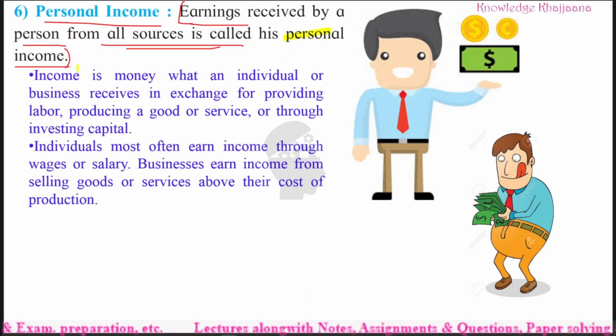Now, what is meant by income? Income is money that an individual or business receives. How is it received? In exchange for providing labor, providing a good or service, or through investing capital. Whatever the person is getting or receiving in exchange for anything. For example, if we consider the person who is working in a bank, then what is he providing there?